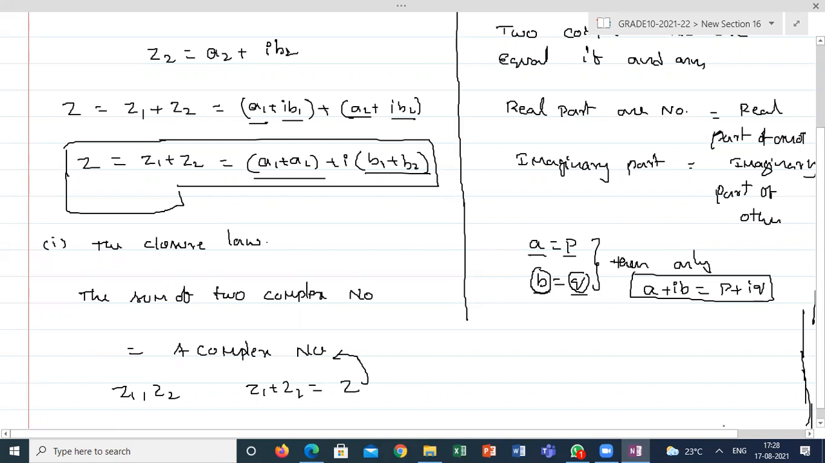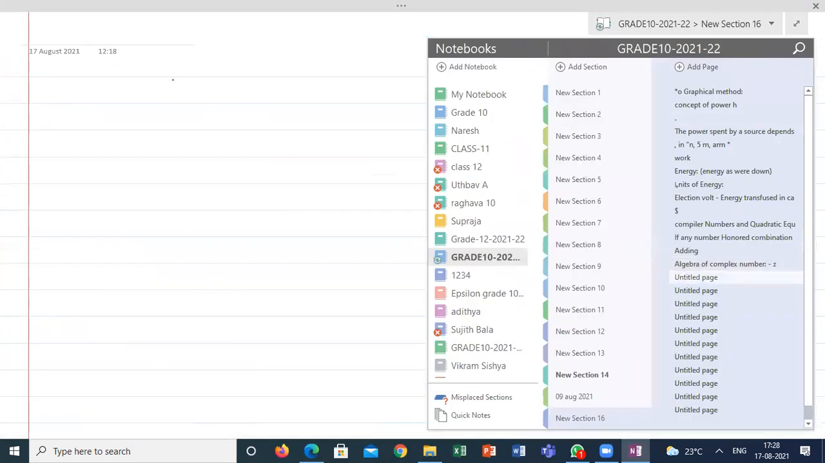Can anyone tell me the meaning of commutative property of anything? Like generally when I'm discussing something, what does commutative property mean? Can anyone remember the commutative property?